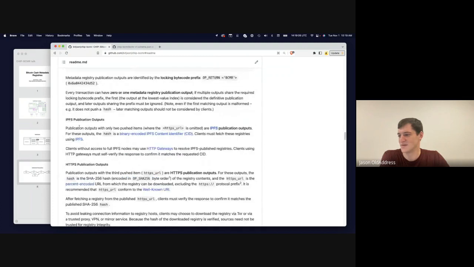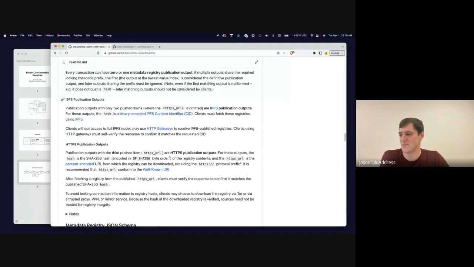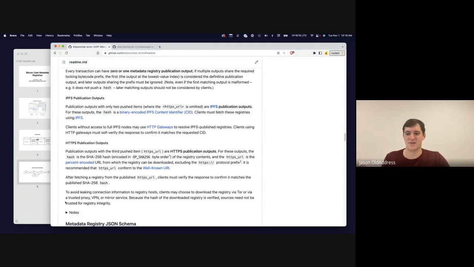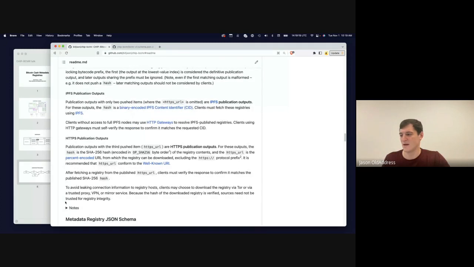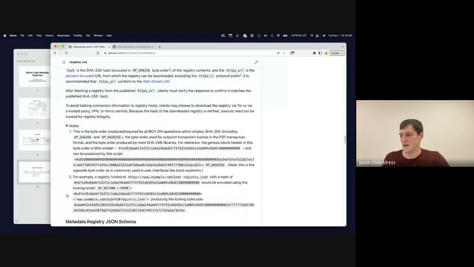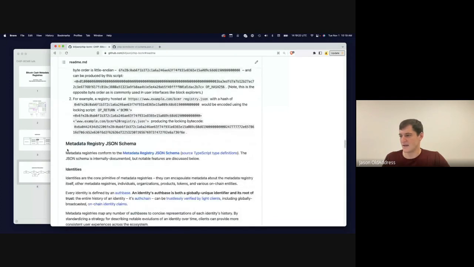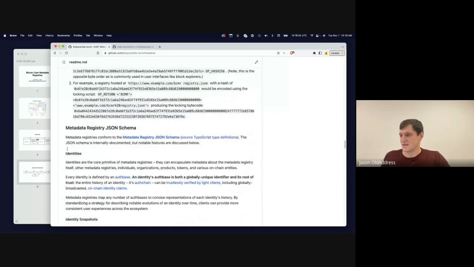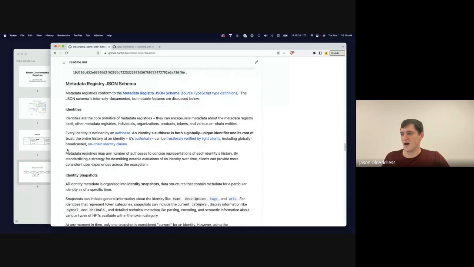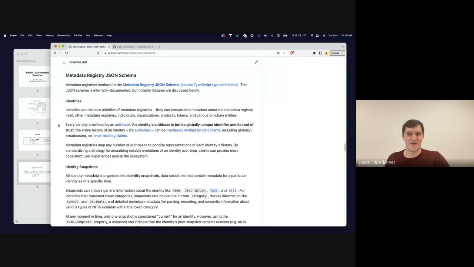There are some technical details for how these outputs are put together. They're quite simple. You can publish registries either on IPFS or HTTPS, and we standardize both because it's very important that we include the hash on chain in order to prevent those attacks. So there's some notes here as well. Yes, so I think that covers all of the on-chain mechanics. So we can describe now just the JSON schema.